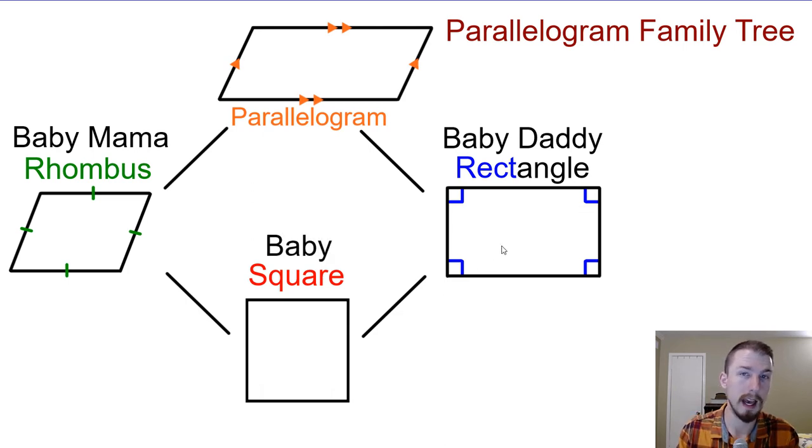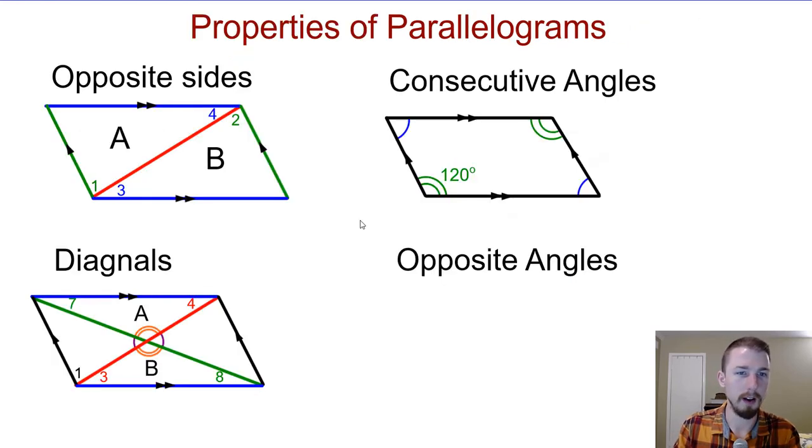Now the baby square gets half of its characteristics, just like biology, right? Half of it from its dad and the other half from its mom. And so it does have 4 right angles from baby daddy. And from baby mama, it's got 4 congruent sides. So there you go. So I guess the parallelogram, I don't know what that would be, like the grandfather, grandma, I don't know. All right, moving on from there.